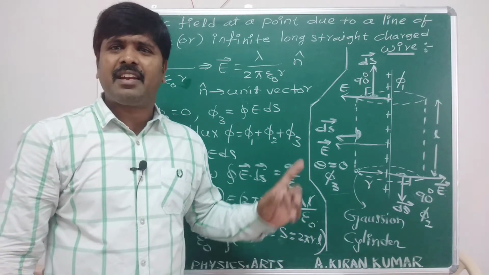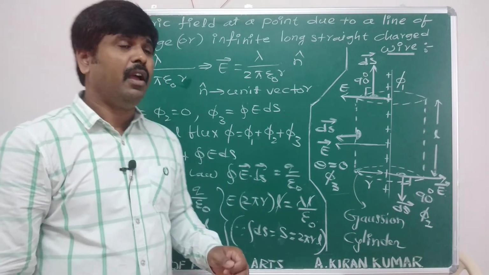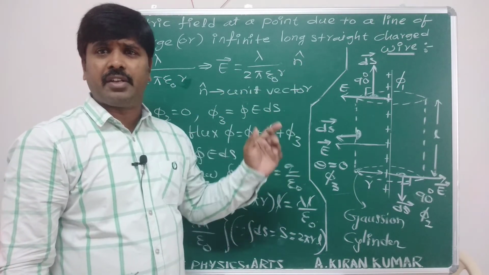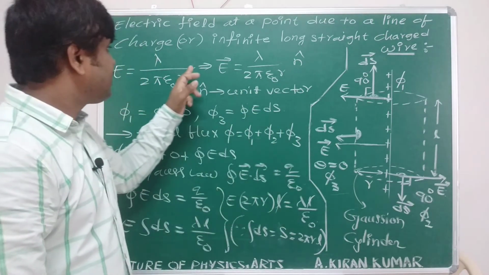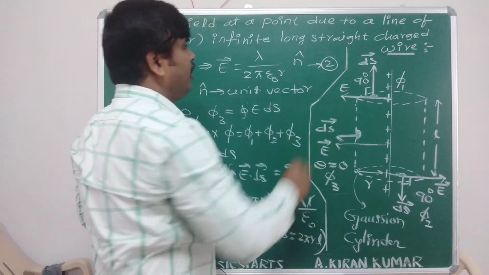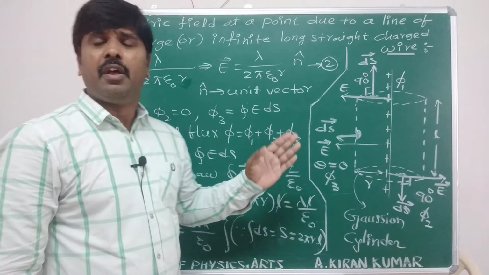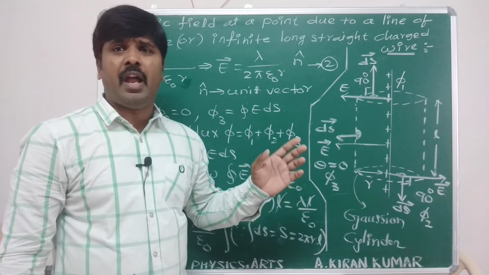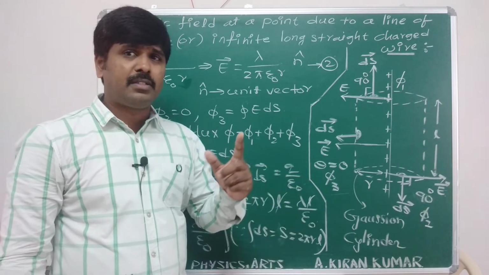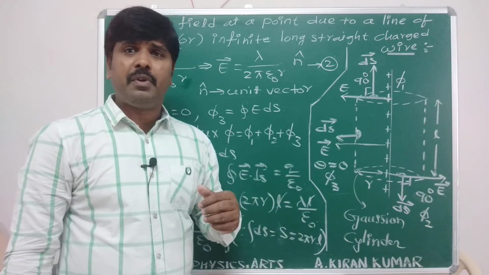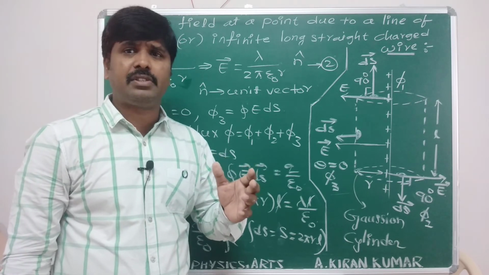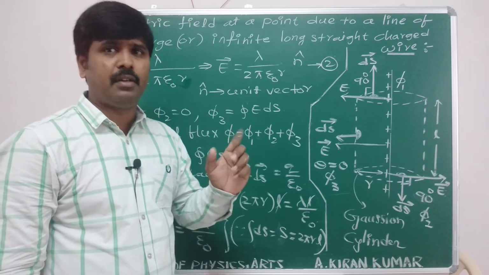This is the electric field intensity of a uniformly positively charged wire or line charge, and this is taken as equation number 2. Based on this equation, from the E-V-D relation, I will find the electric potential. I did a video on the E-V-D relation; just watch that video and you can easily understand.